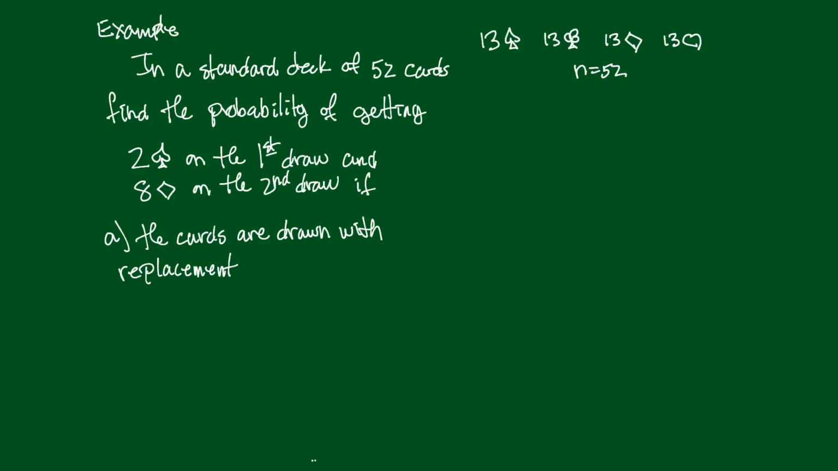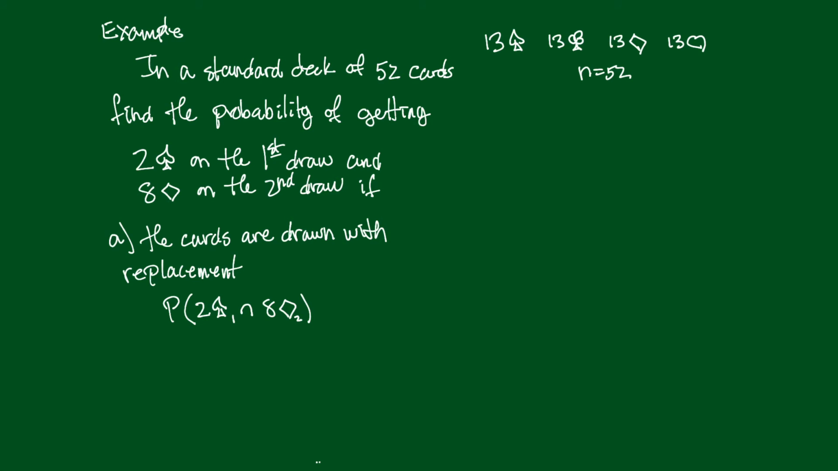Now part A is asking us, what is the probability of getting a 2 of spades on the first draw and an 8 of diamonds on the second draw? So you see an and, right? You see an and, you ask yourself, are these 2 events independent? Well, I'm going to claim they are, because we're selecting these cards with replacement. That means you pick a card, and then you put it back in. So there's still 52 cards. Then you choose the second card. So I'm going to say that they are independent.